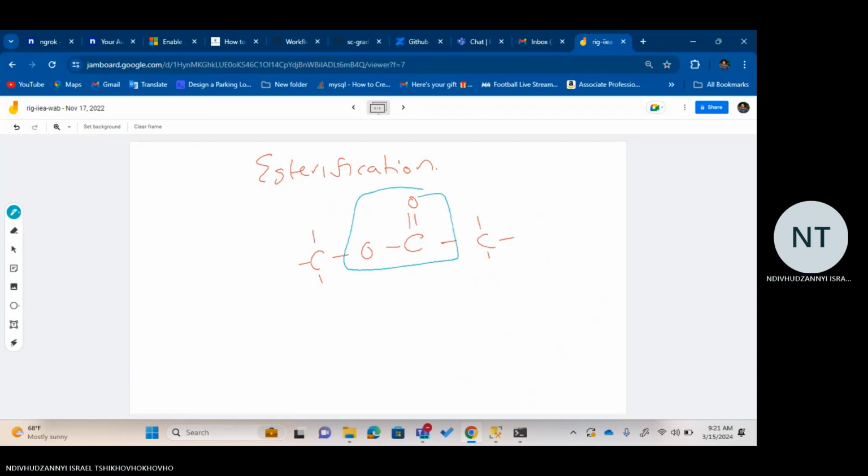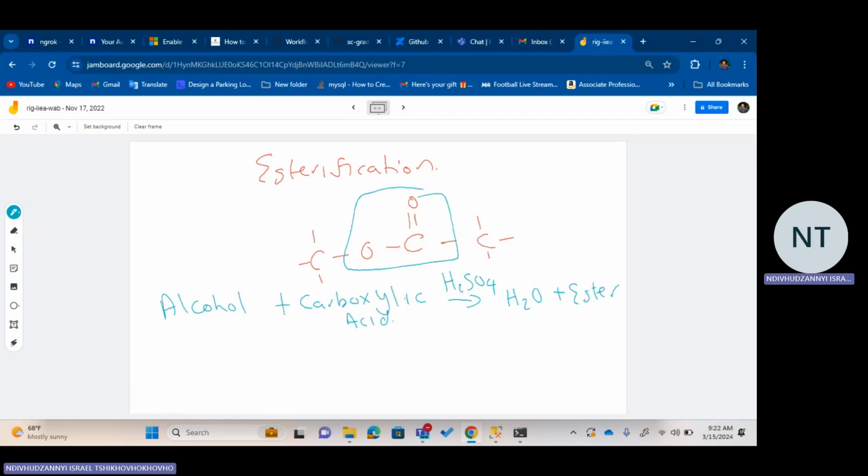So here, you're taking alcohol plus carboxylic acid. Use the catalyst H2SO4 to form water and ester. Then let's use a diagram to see what's going on. For alcohol, let's say we have something like that.